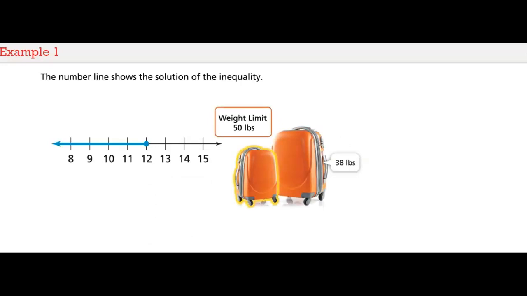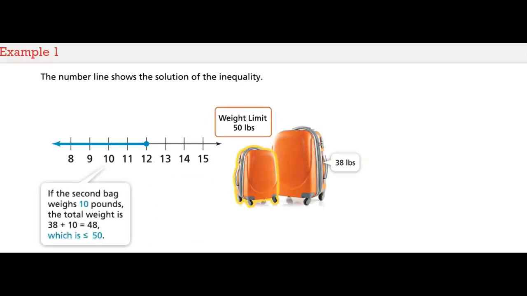If the second bag weighs 10 pounds, the total weight is 38 plus 10 is equal to 48, which is less than or equal to 50. How is the real-world answer different from the solution shown?